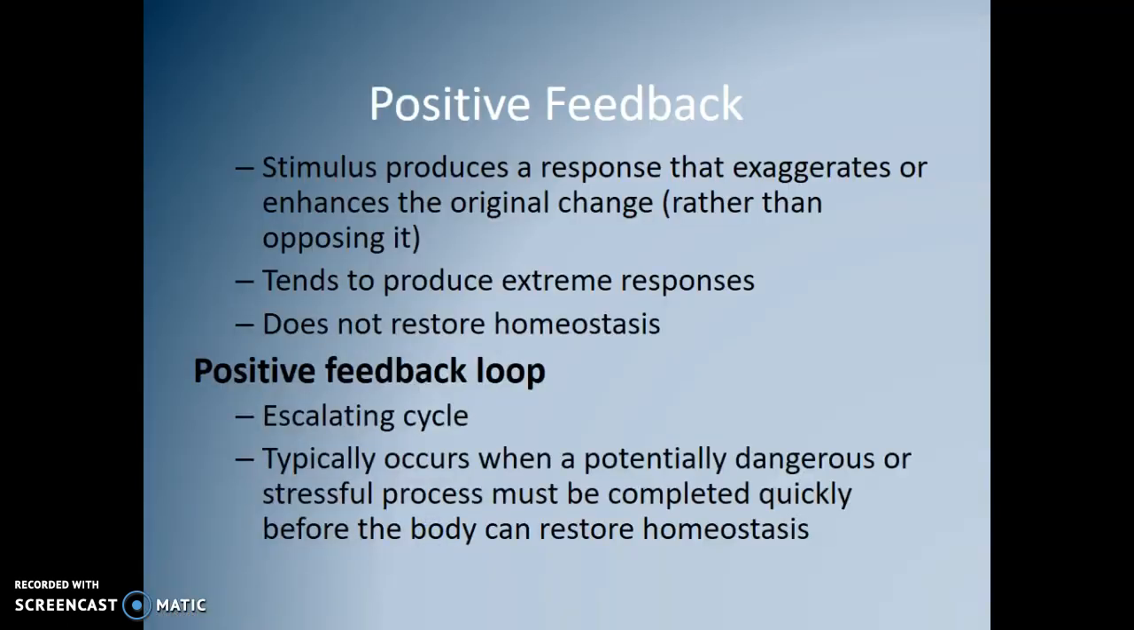Positive feedback is more rare in the body. What it does is, instead of coming back to the set point, there's some stimulus, and there's a change that exaggerates the stimulus. So you're always going in one direction. You get extreme responses. It's not for restoring homeostasis. It's for some goal. So that goal might be blood clotting, where all these factors have to interact in order for you to blood clot.